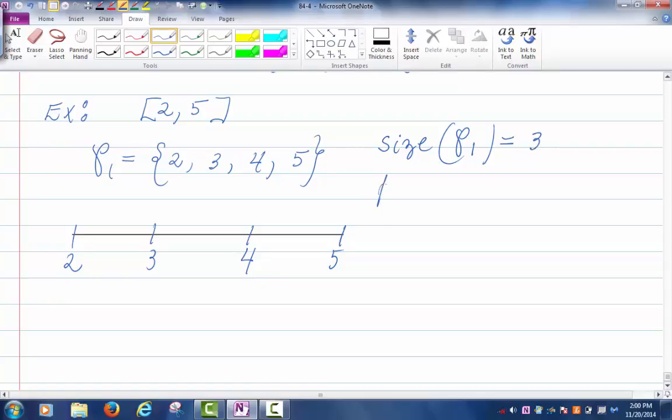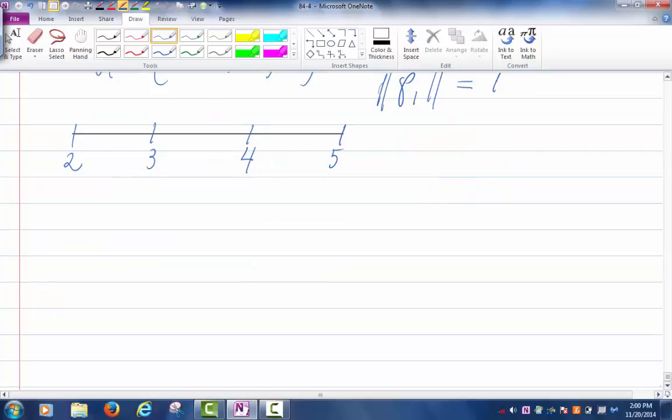What's the mesh? Mesh is the largest of the lengths of the subintervals. In this case, each subinterval has length 1, so the largest would be 1. So that's the mesh. Is everybody okay with that? Let's pick a different partition.